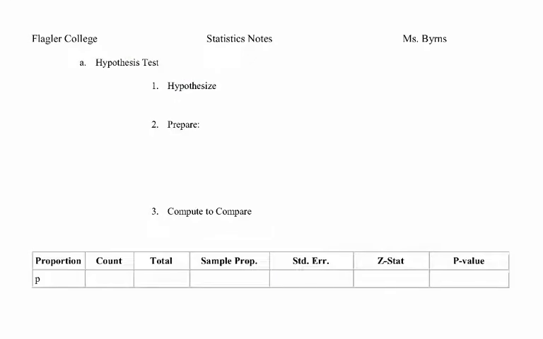So let's go ahead and write our hypotheses first. So the null hypothesis is that nothing has changed. It's the status quo. The population proportion is still at 56%. So P is still at 56%.